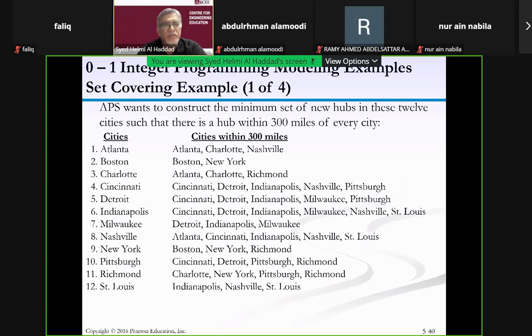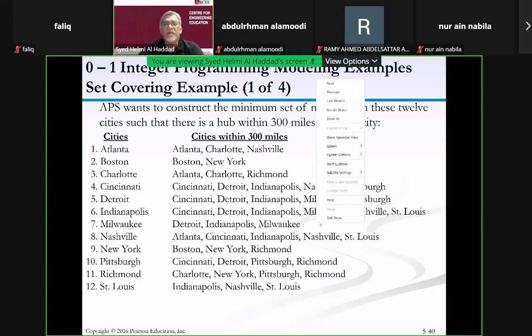Do you have any idea how to solve this? Is there any number here? There is no number, right? The only numbers that you have here is the numbers of cities within 300 miles from the cities. Okay, so what you want to do is you want to minimize the number of cities, right? So what would be the variables here? What would be the variables for this problem?